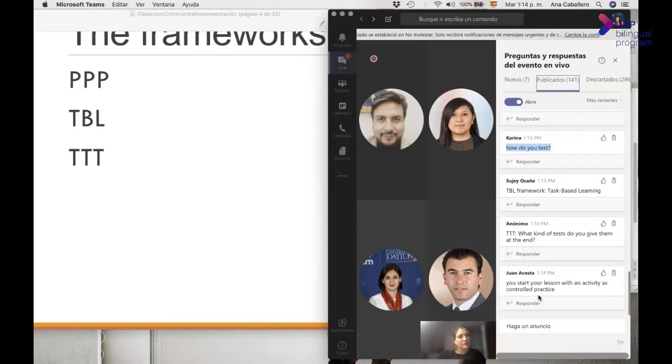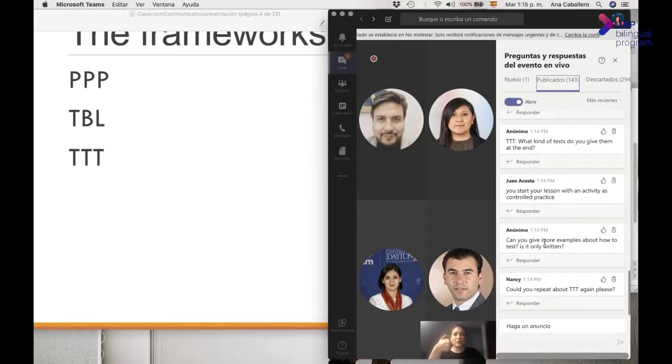Okay, it's another activity or another task. I'm going to use them as if they were the same thing, because right now we're not focusing on the difference between one and the other. But if we talk about the type of test, it could be just another activity. For example, if I start my class with, let's say, a questionnaire, this sort of is a controlled practice. It can be that controlled practice, or it can be written. It can be TTT again.